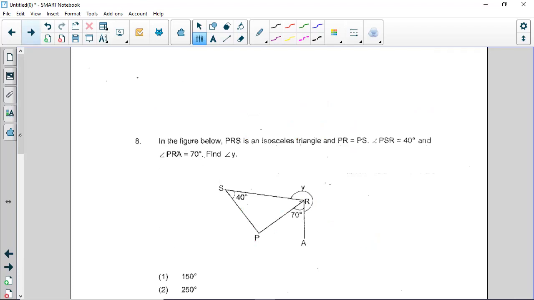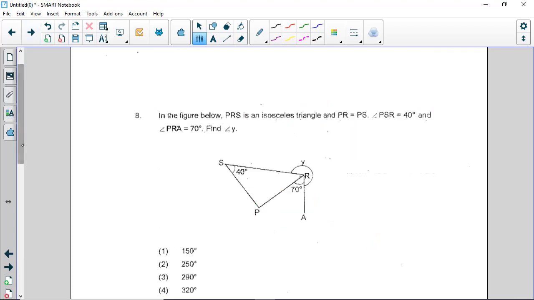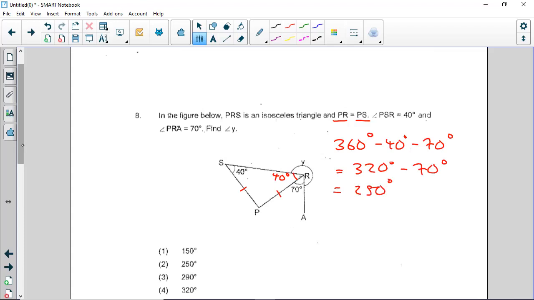Okay, question 8. Now, in the figure below, PRS is an isosceles triangle. You need to mark out the 2 sides that are equal. Which two sides are equal? PR is equal to PS. So mark out the two lines that are equal, and then put down the same angle here. And then how do you get angle Y? Angle at a point, 360 degrees, minus your 40 and minus your 70. You will get 320, and then minus 70, you will get 250 degrees. So angle Y is 250. Answer number 2. Okay, angle at a point.